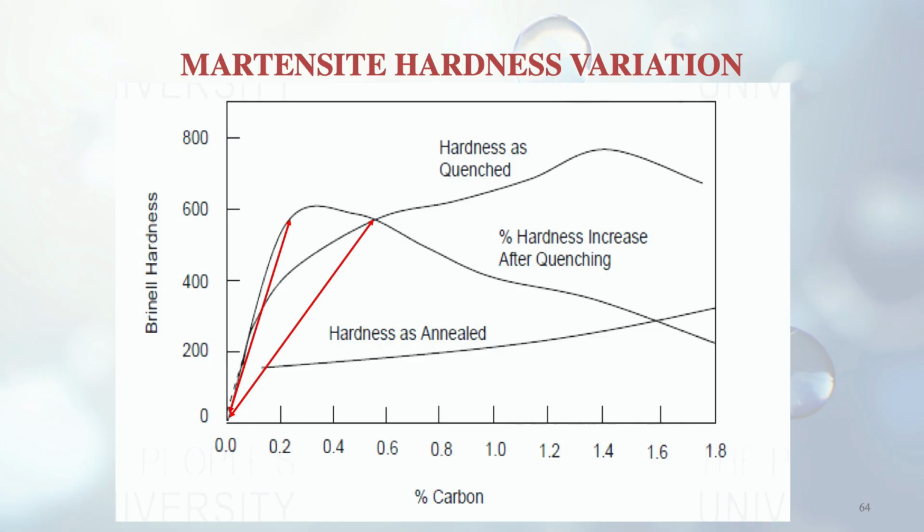And one more thing in the graph is the percentage hardness increase after quenching. Here we are talking about the increase, that means the rate of hardness. The time factor is there. We can see that the rate of hardness increase is quite high in the beginning, up to 0.2% of carbon. Then there is a maxima and further it comes down. After about 0.25% carbon, this rate of increase of hardness is not that high as compared to the earlier portion of 0.2% carbon.